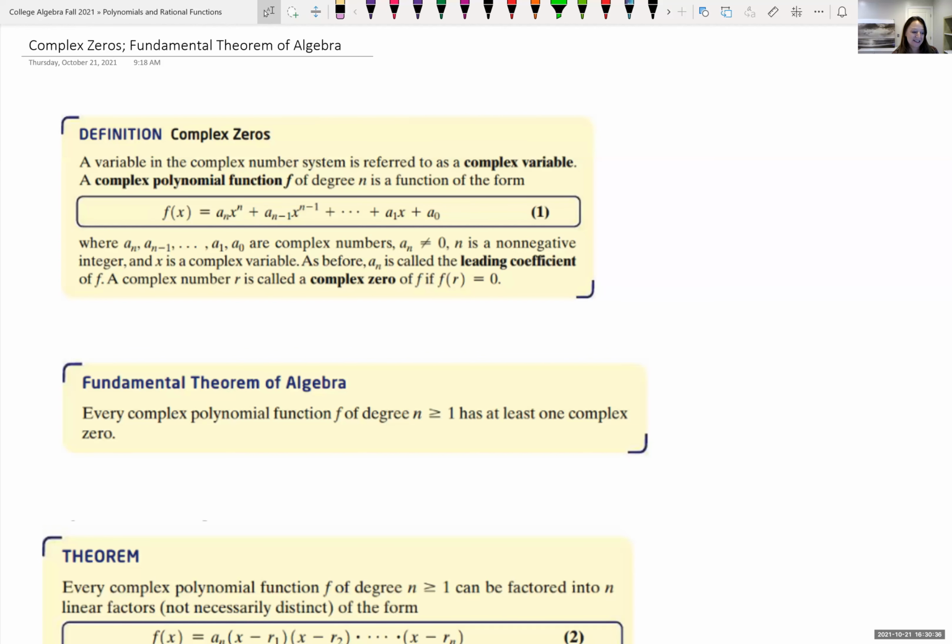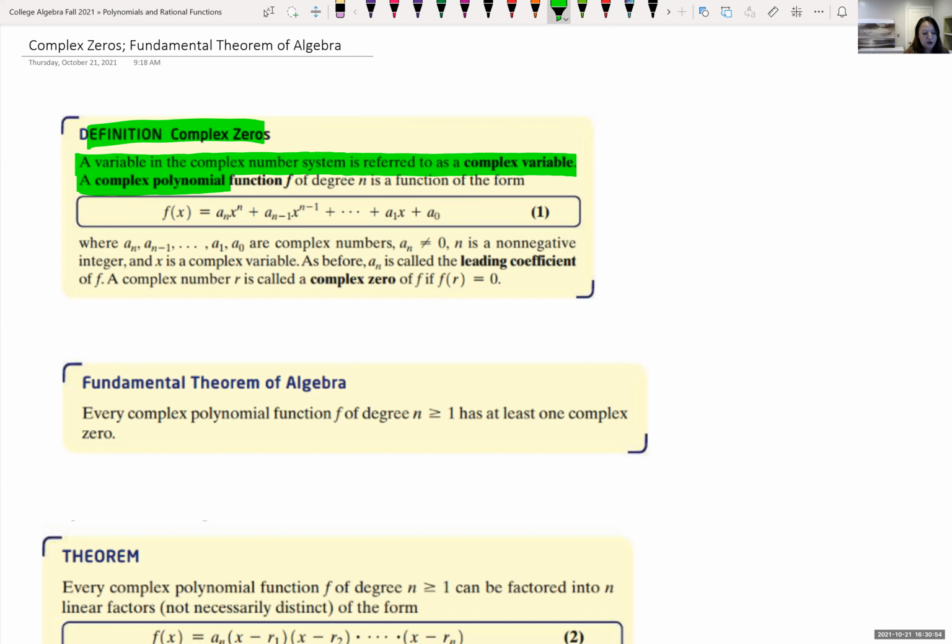Now looking at complex zeros and the fundamental theorem of algebra. So let's quickly go through these theorems or corollaries that were given. Definition: what is a complex zero? A variable in a complex number system is referred to as a complex variable.